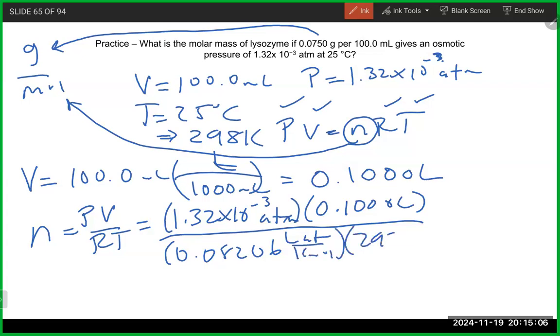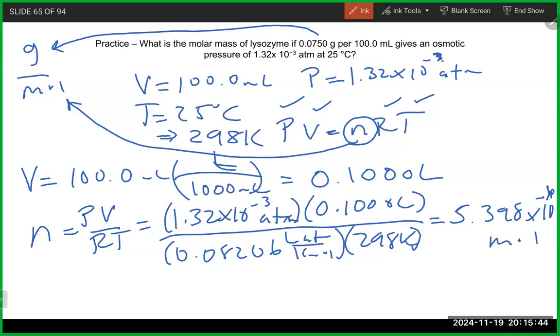And our temperature, 298 Kelvin. Going to get us 1.32 to the minus 3 times 0.1 divided by 0.08206 divided by 298. Gonna get us here scientific notation because that's too many zeros at this hour. 5.398 times 10 to the minus 6 moles.